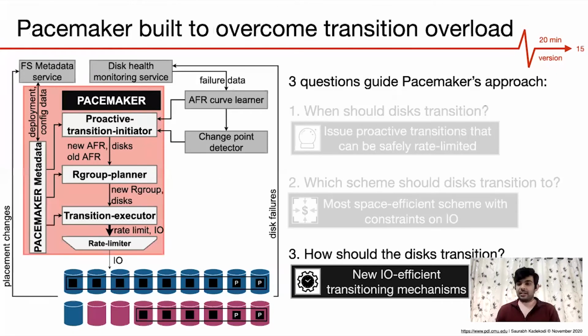Now let's look at the IO efficient transitioning mechanisms that Pacemaker has invented. I won't have time to go into the detail of our group planner, but I encourage you to go and take a look at the paper, which has all the details, along with the detailed explanation of the algorithms and the architecture of Pacemaker. So first, let's look at what the traditional re-encoding mechanism costs.